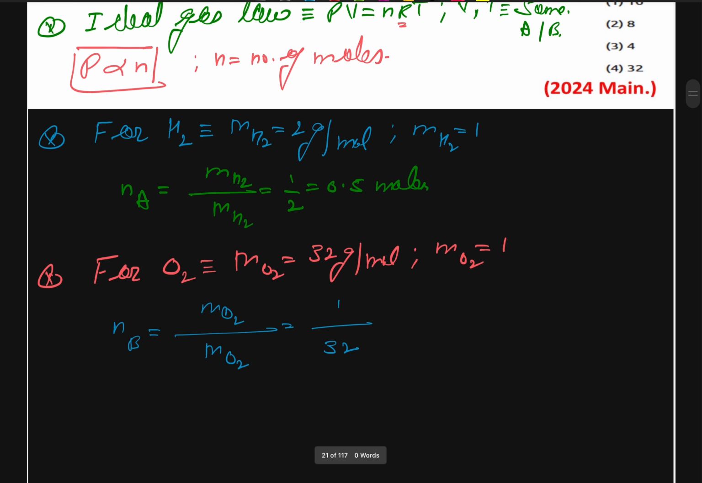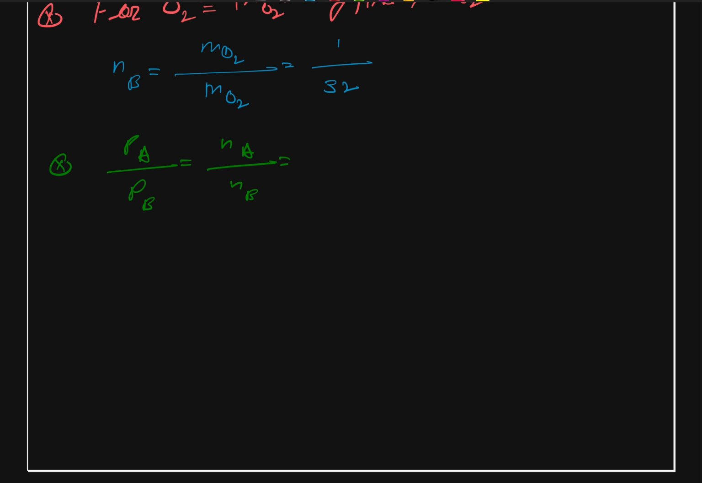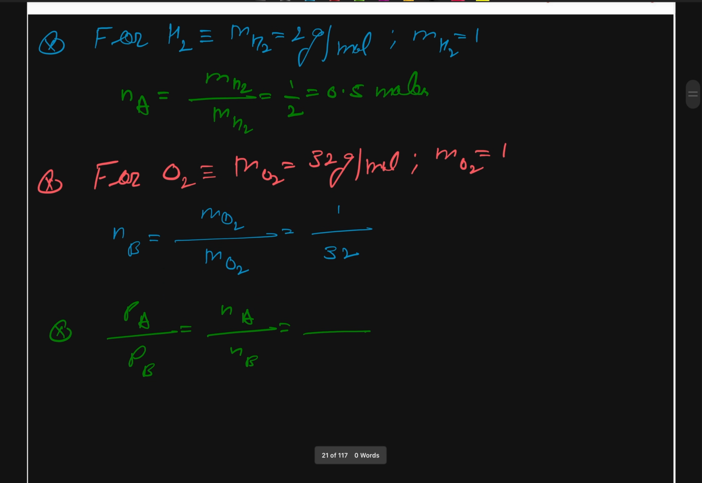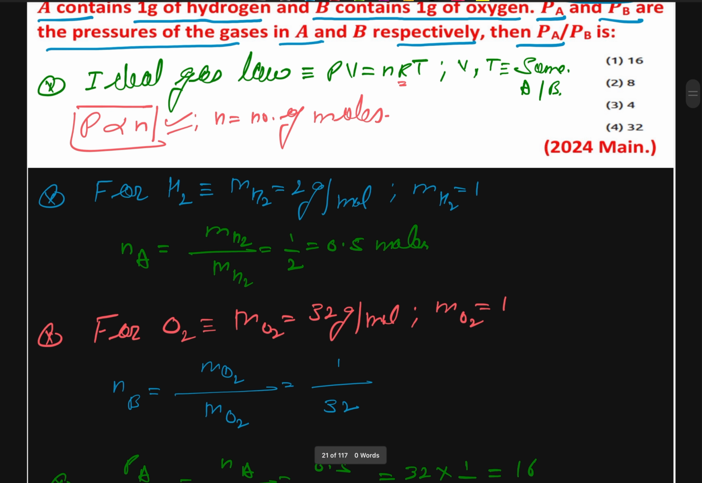And we have to find out the pressure, so we can use the relationship that pressure is directly proportional to the number of moles. Therefore, we can say that the pressure in A to the pressure in B will be equal to the number of moles in A and the number of moles in B. The number of moles in A is 0.5, and this is 1 upon 32. So this comes as 32 multiplied by 1 by 2. So this ratio will be 16. So option 1 is correct.